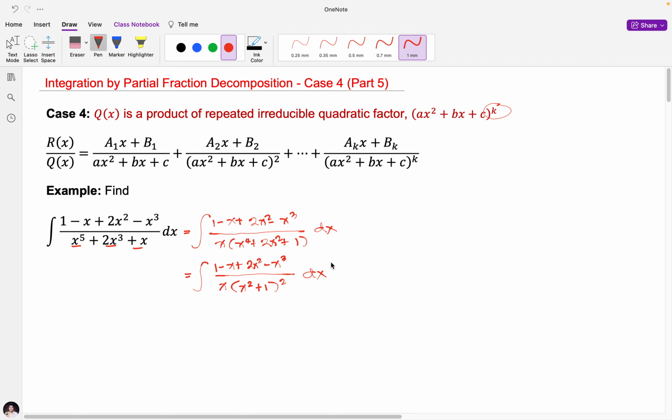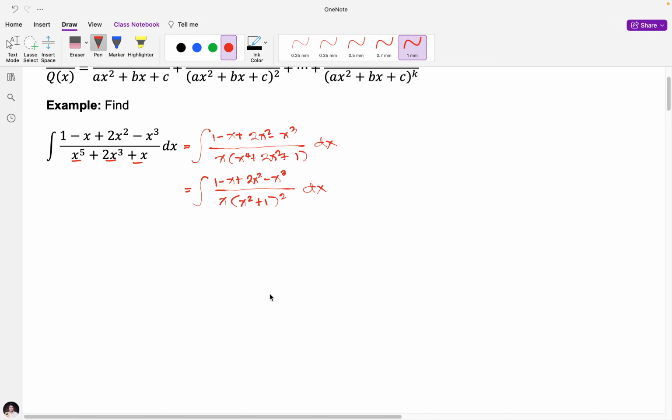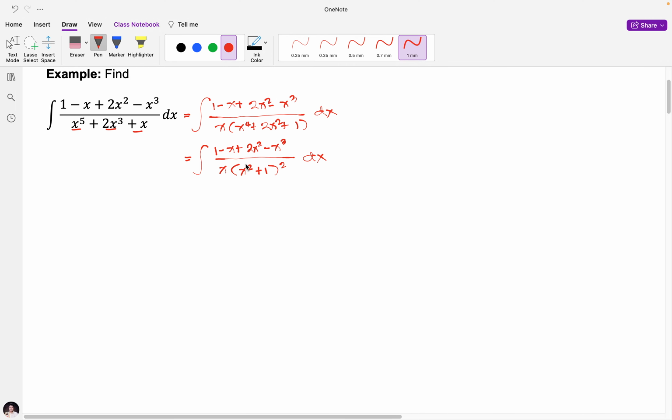Right? So therefore, we have a repeated irreducible quadratic factor. X squared plus 1 can no longer be factored. So that is the final form. So now, let's decompose this expression. So copying, we have 1 minus x plus 2x squared minus x cubed all over x times x squared plus 1 squared, that is equal to, so the first partial fraction, or the first term, is for the linear factor x, so we have A over x here.